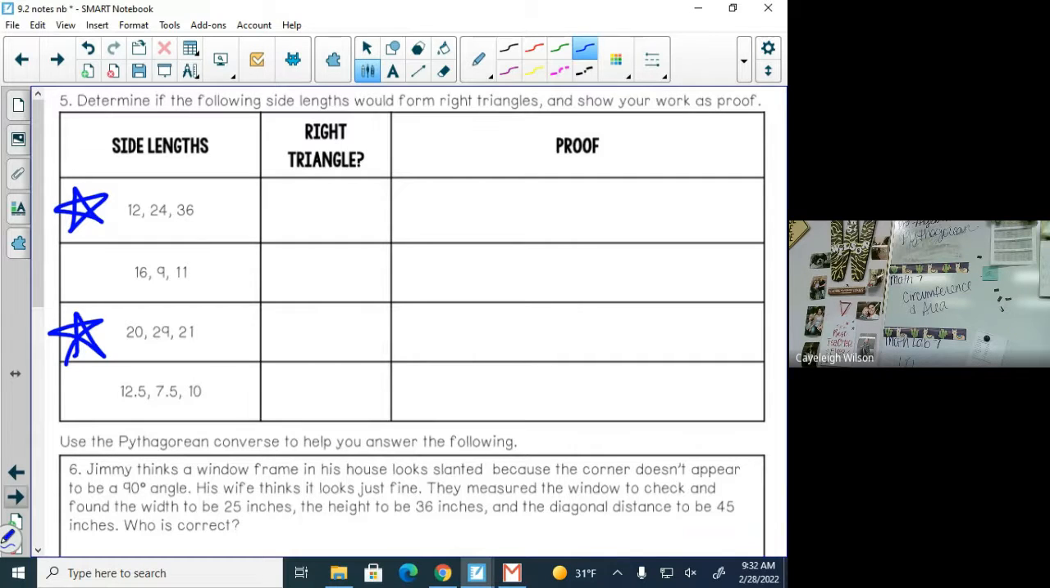You can draw a picture if you want. So you're plugging it into a squared plus b squared equals c squared in the proof part. If they do equal each other, then yes, it makes a right triangle. If they don't, it's a no.